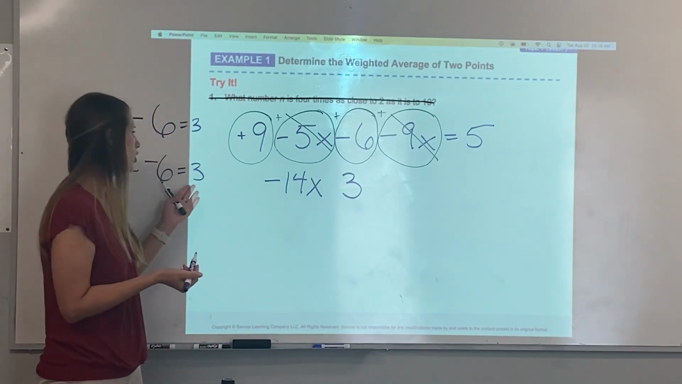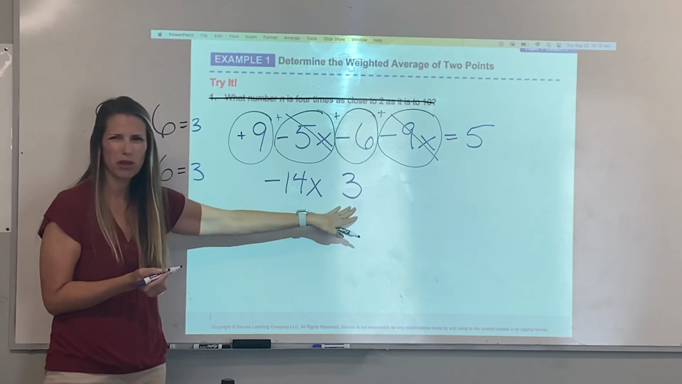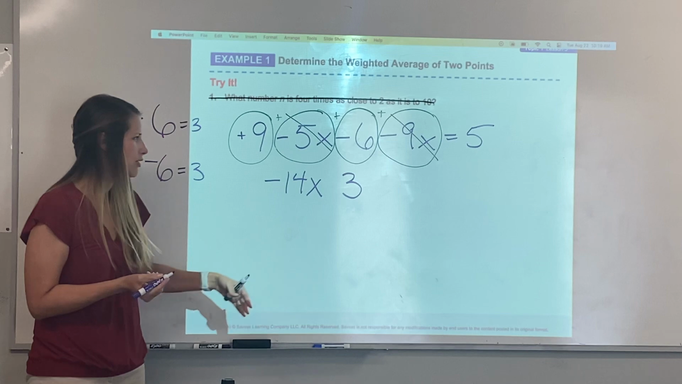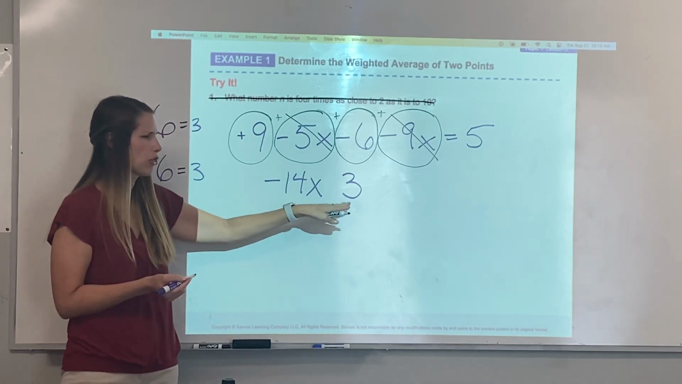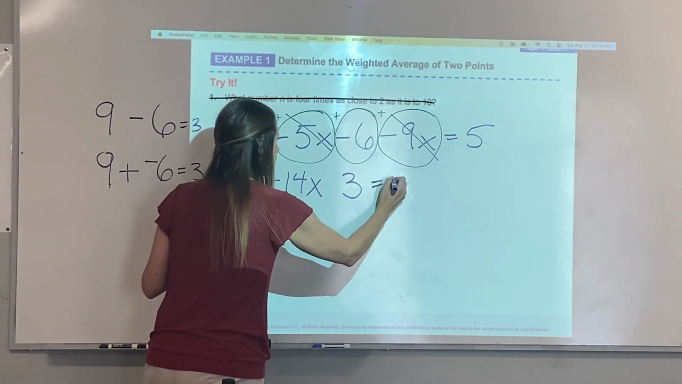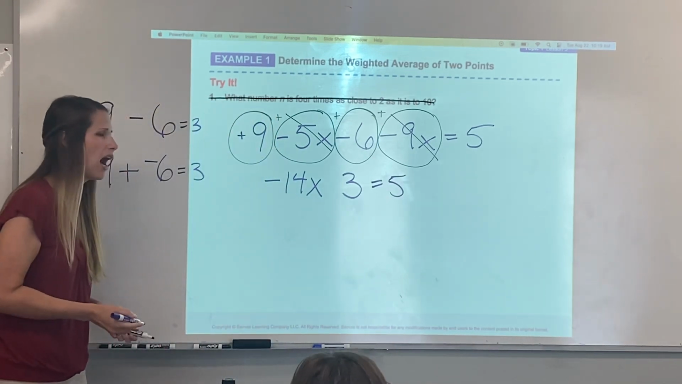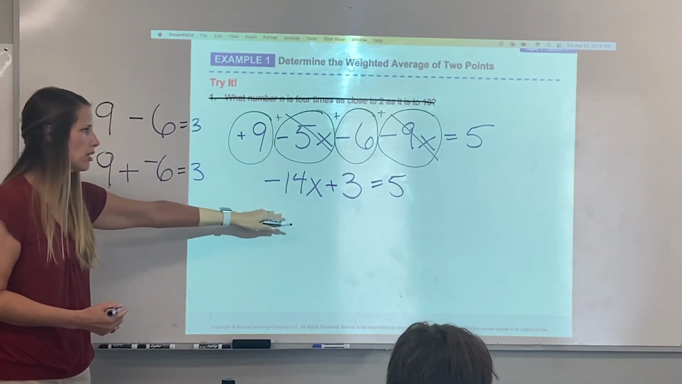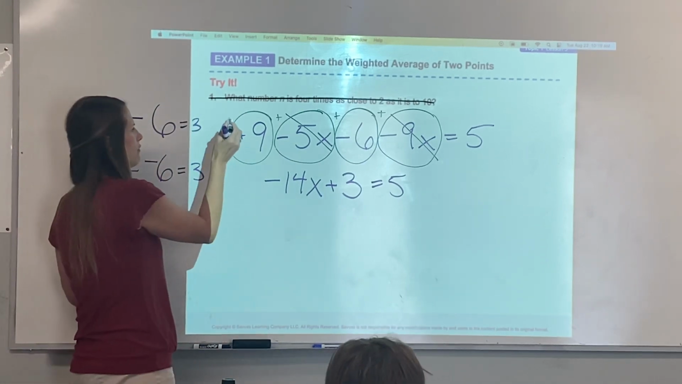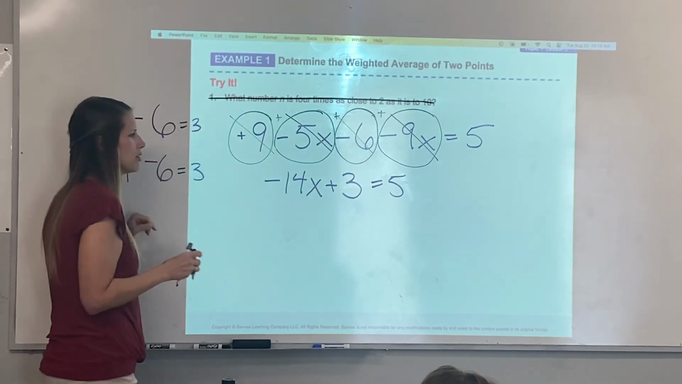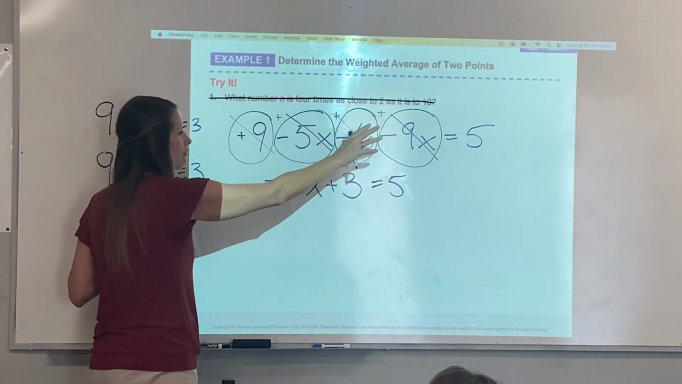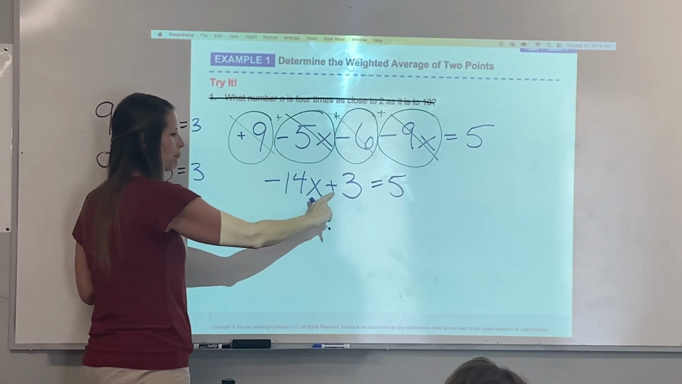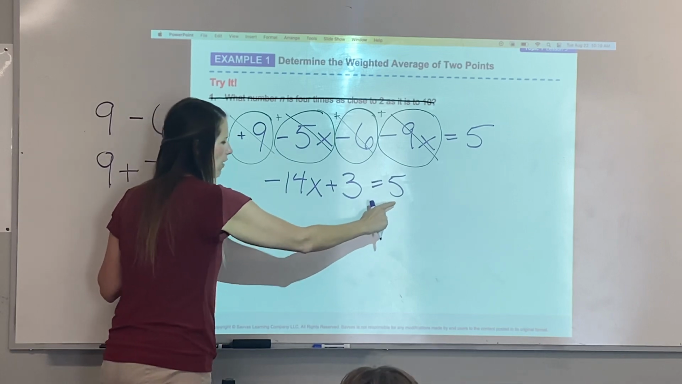So the 3 is positive. So can I just put a 3 there and not show the positive? So I just have negative 14x plus 3 equals 5. If that number is positive, I better write positive 3. Now look at my equation. I have finished combining my numbers. I've combined everything that can be combined, and I have negative 14x plus 3 equals 5.